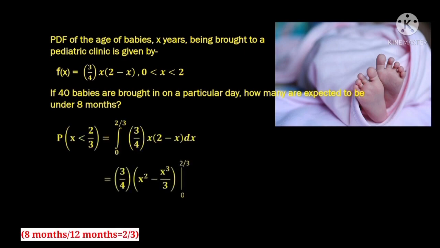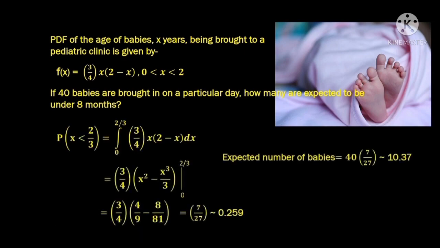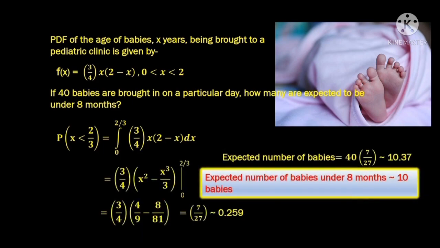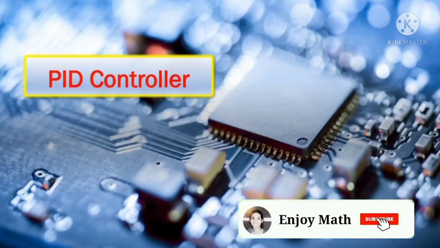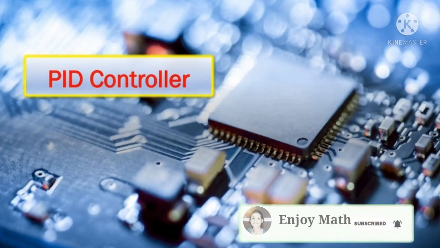And friends, by doing these calculations, we can arrive at the conclusion that the expected number of babies under 8 months is approximately 10. So probability of continuous random variables without integration is indeed hard to imagine. Let's now see how integration plays a very important role in PID controller.